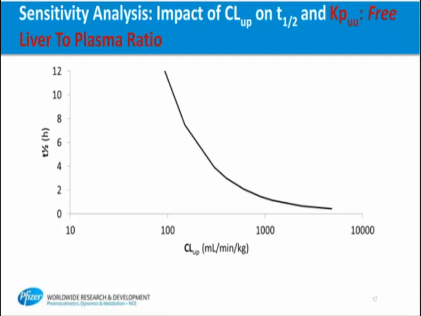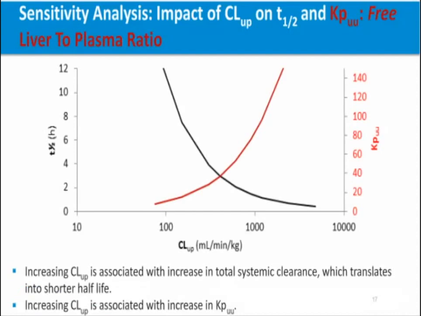As you can see here, as you increase uptake clearance, which is the clearance that scales from the sandwich culture, you observe a significant reduction in the half-life. By the same token, increasing the uptake clearance will end up increasing Kbuu. As you can see, there are two things working against each other. So we need to find a balance between the two, and that's where you need to start thinking about refinement.